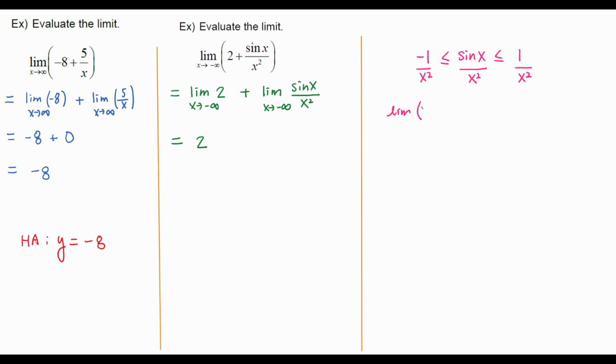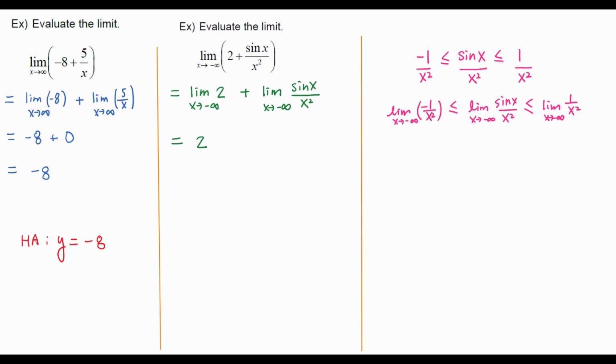The limit of negative 1 over x squared as x approaches negative infinity has to be less than or equal to the limit of sine x over x squared as x approaches negative infinity, and that has to be less than or equal to the limit of 1 over x squared as x approaches negative infinity.